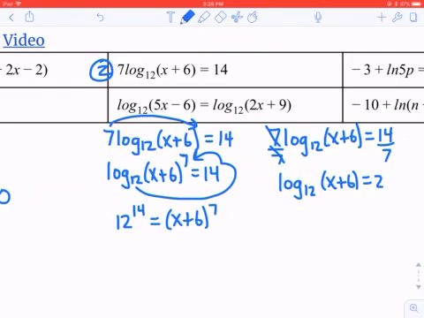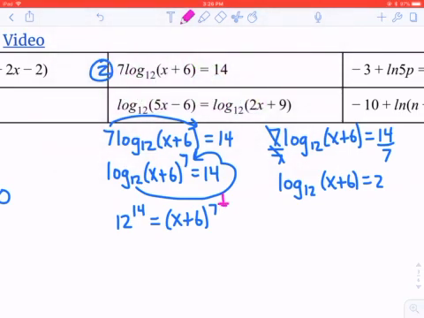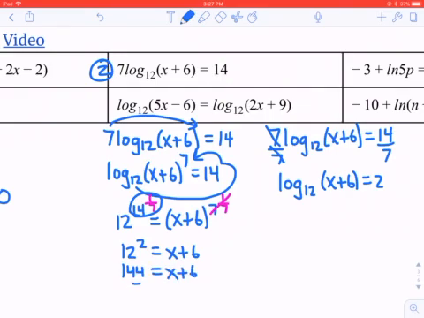Then we need to get rid of the 7th power. So let me grab another color. Let's do the 1/7 power, the reciprocal, which will help cancel out the 7. And that will leave us with 12, and then 14 times 1/7 would be 2, equals x plus 6. So then 144 is 12 squared, equals x plus 6. And then when you subtract 6, you end up with x equals 138.